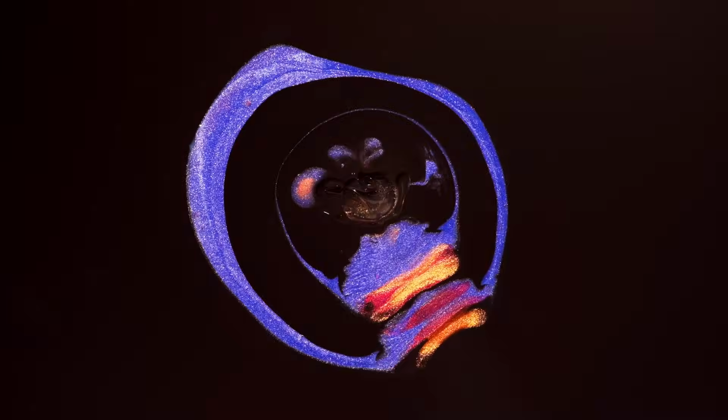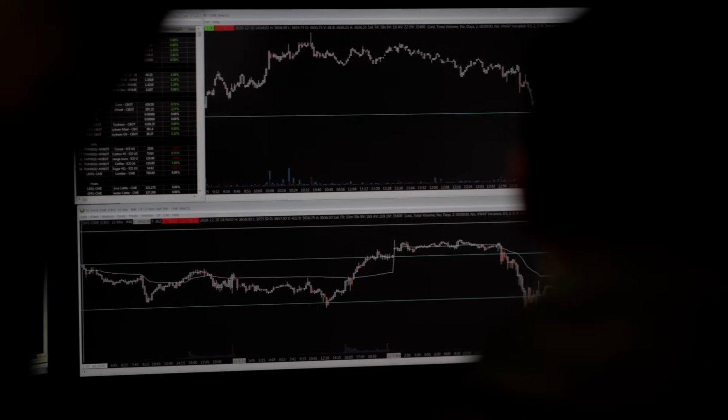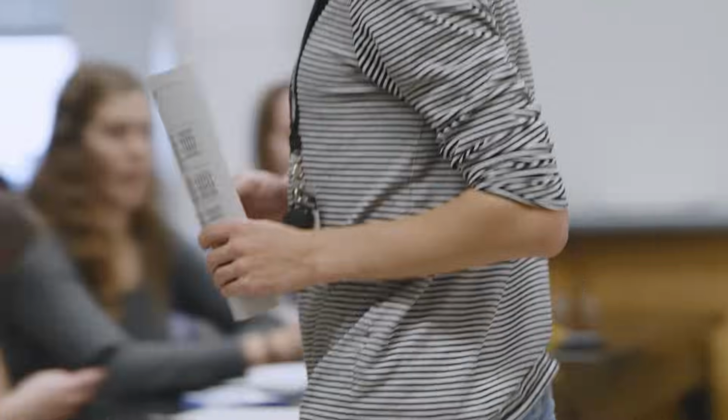We're going to talk about generating rules, when you should, what are some key factors to take a look at, right? If you're having trouble generating a rule. We'll talk about testing and analyzing, and then we'll give out the assignment this week.